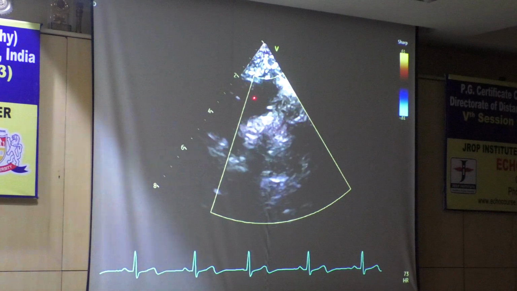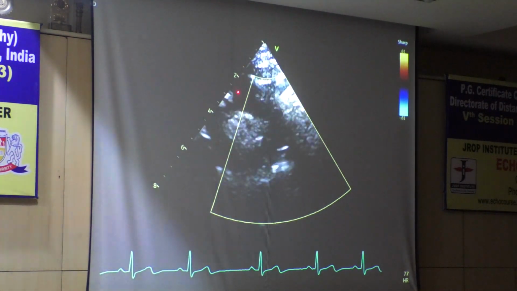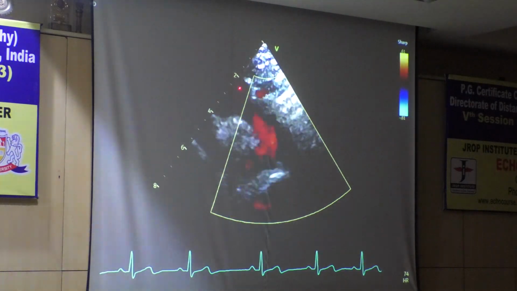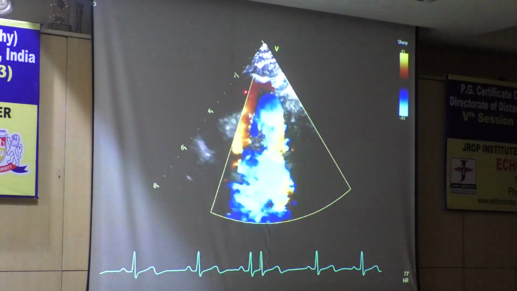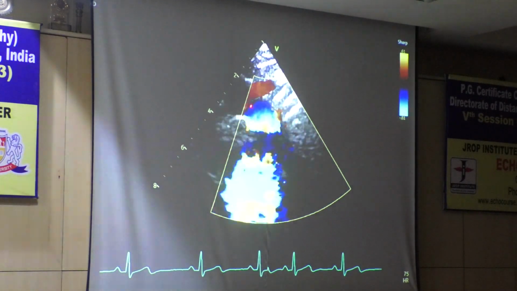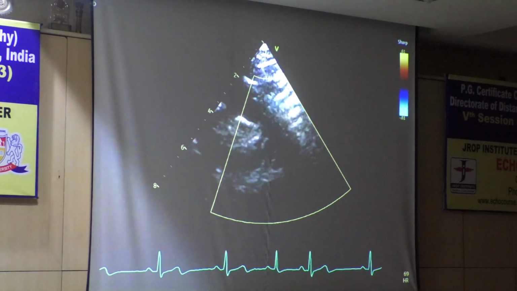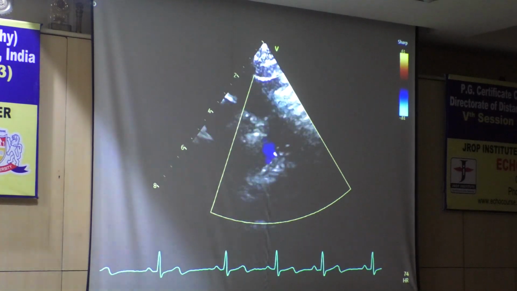Right? Look at where the innominate is arising. Almost to the right side of the screen. Correct? If this innominate arises from the left side of the screen, where the left common carotid is arising, then possibly you are dealing with a right-sided aortic arch.